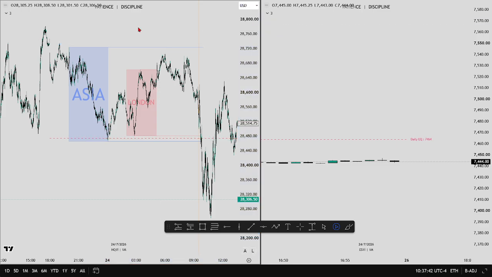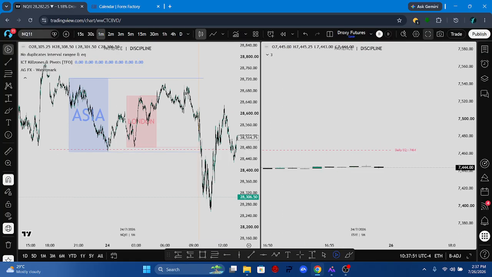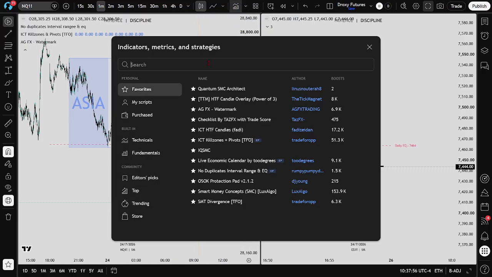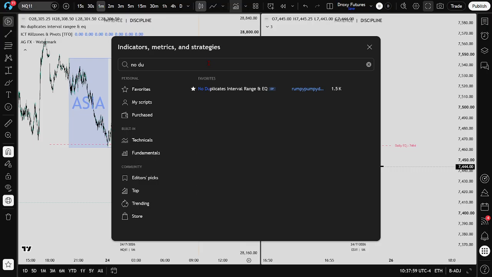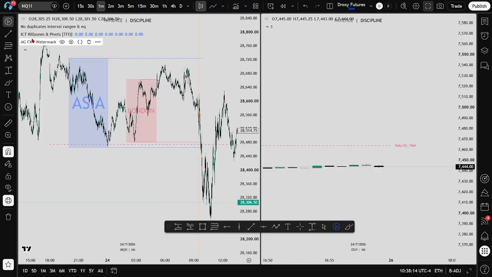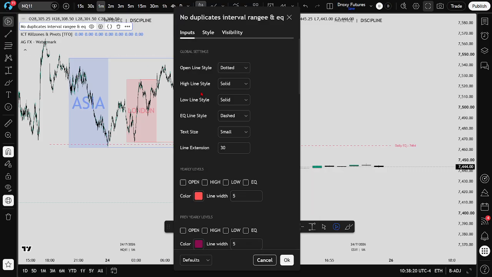So there's an indicator for it, and the indicator is called No Duplicate Interval Ranges and EQ. If you want to add that indicator, you go here and click on it, then search for no duplicate. It's done by Rampy Pumpy, whatever his name is. About 1.5k people are using it. When you open it, you can copy my settings after adding it to your chart. And these are my settings for it.